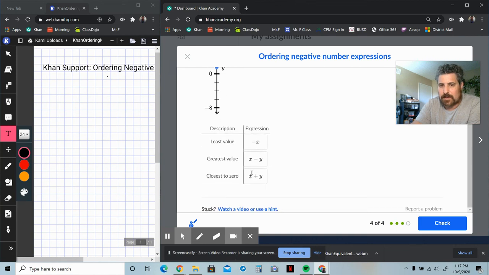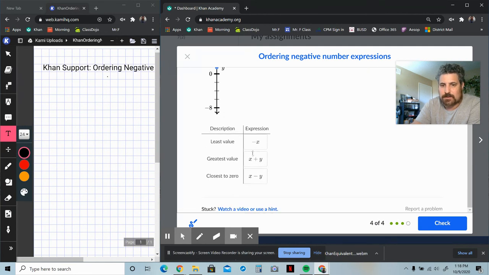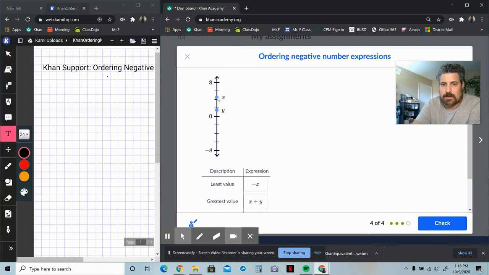And so that's going to be kind of the closest to 0, I guess you want to call it, the middle value. And then the greatest value is going to be the x plus y, because together these are going to get bigger up to there. So x plus y is somewhere up here, and then you've got the opposite of x, which is going to be down here, and then you've got the one that's closest to 0, which is x minus y. Because when you take the x and subtract the y, it gets brought closer to 0, and it's closest of the values to 0.